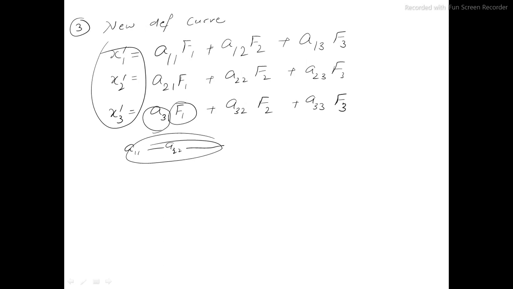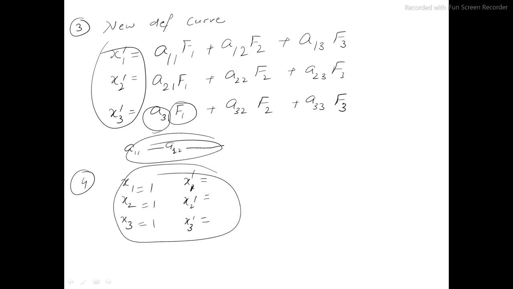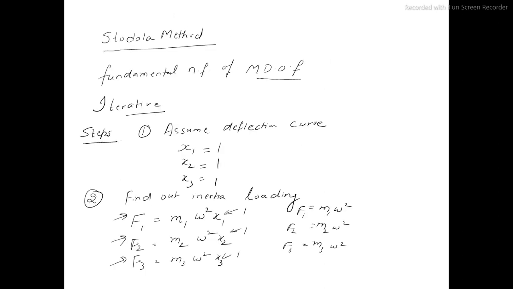Now in step 4, you have to check whether the assumed deflection curve, which you assumed in the first step, is equal to the calculated or new deflection curve. If it is equal, then we can find the frequency and close the process here. If it is not equal, then we have to assume another deflection curve as a starting point, which we have calculated in the third step. That means the process will start again.